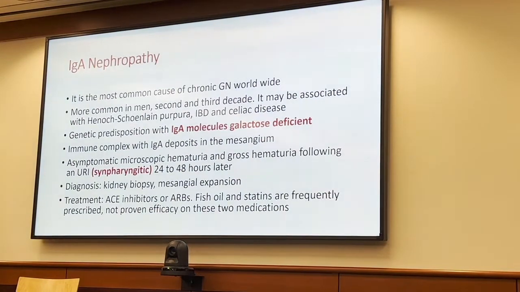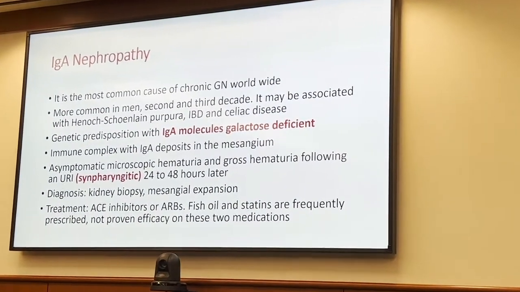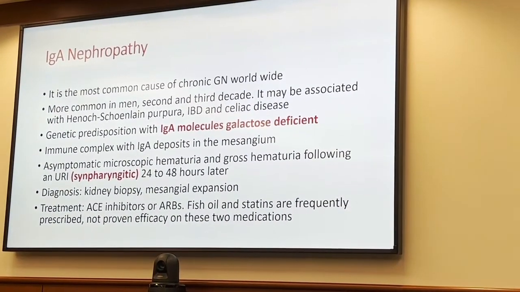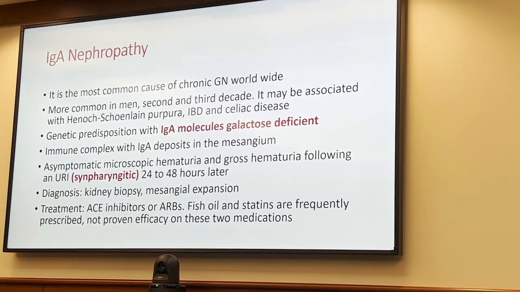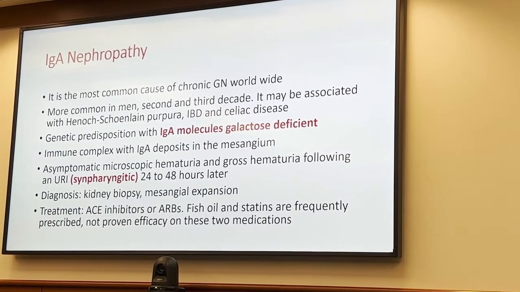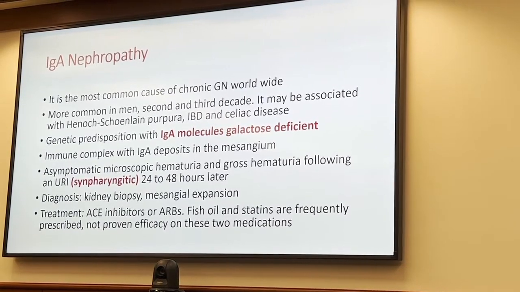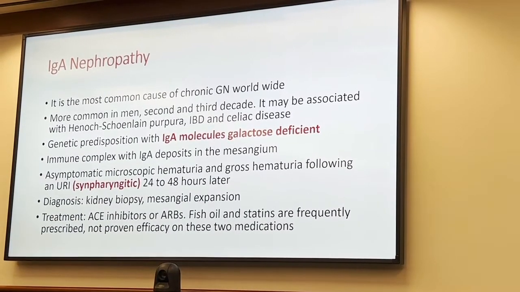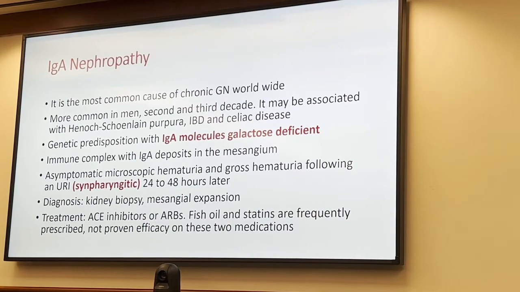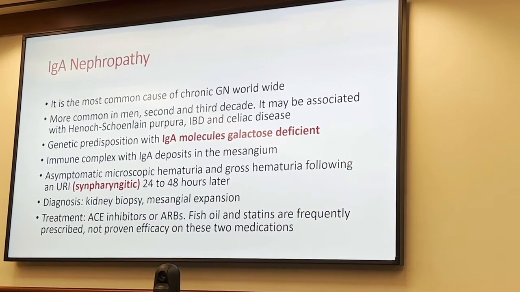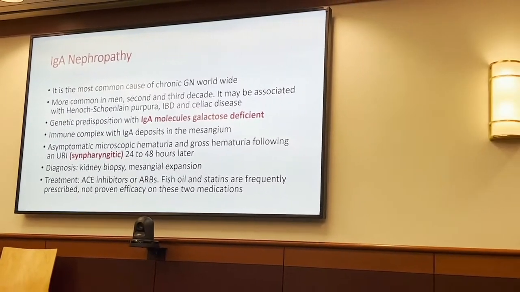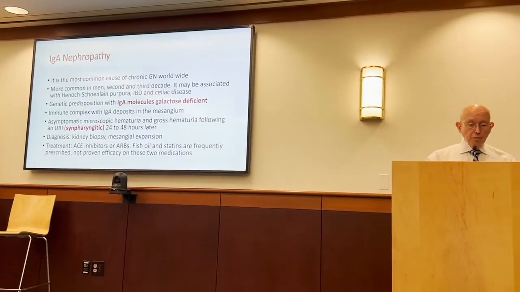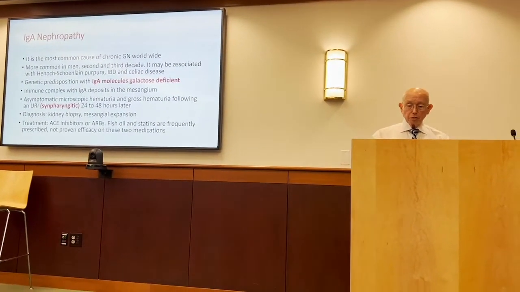It is the most common cause of chronic glomerulonephritis worldwide. So it's the most common cause of glomerular hematuria all over the world. Glomerular, not hematuria, just glomerular. It's more common in men, second and third decade. It may be associated with Henoch-Schonlein, IBD, and celiac disease. Genetic predisposition with IgA molecules, galactose deficient. Immune complex with IgA deposits in the mesangium.